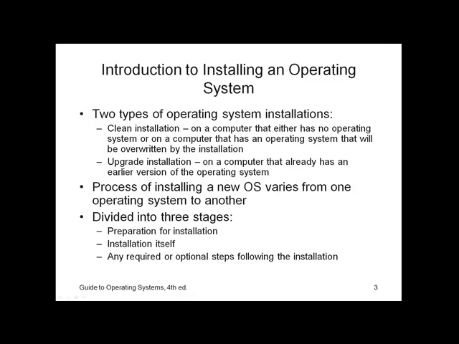In addition to that, there's something called the upgrade. Now, an upgrade is basically installation of an operating system on a computer that already has an earlier version of that particular operating system. The process of installing a new operating system is going to vary from one operating system to another. However, there are some general characteristics involved with any installation. First and foremost, any installation of an operating system can be basically broken down into three essential elements: preparation for installation of the operating system, installation of the operating system itself, and any required or optional steps following the installation that are needed to augment features or capabilities of that operating system.